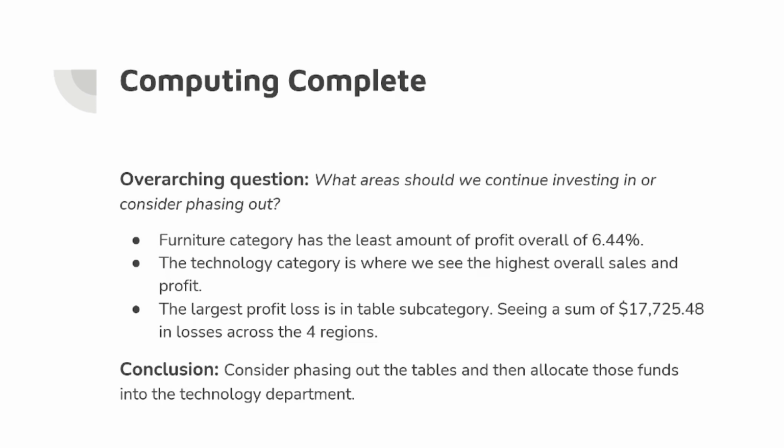Our largest profit loss is in the furniture category, but more specifically comes from our tables, seeing a sum of negative $17,725.48 in losses across the four regions. Our conclusion is that given the data, it would be safe to say that we should phase out our tables and consider allocating those extra funds into our technology department.